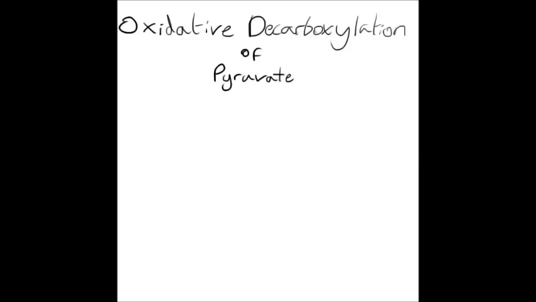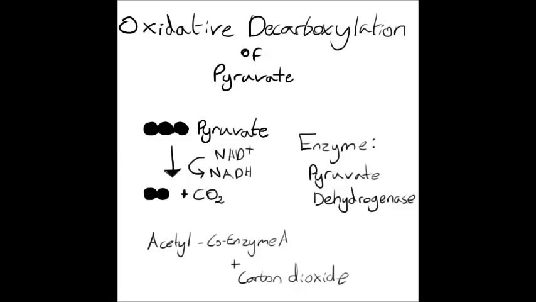Next, we have the oxidative decarboxylation of pyruvate. Until now, the processes we've seen have all occurred outside the mitochondria, within the cytoplasm. Now, pyruvate enters the mitochondria's outer membrane and pyruvate dehydrogenase converts it into acetyl coenzyme A and a carbon dioxide molecule, reducing a molecule of NAD in the process.